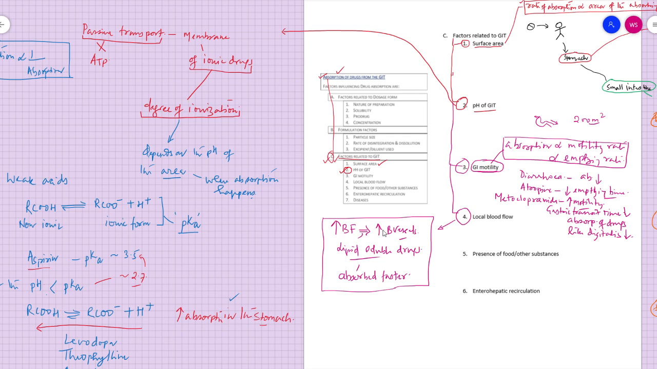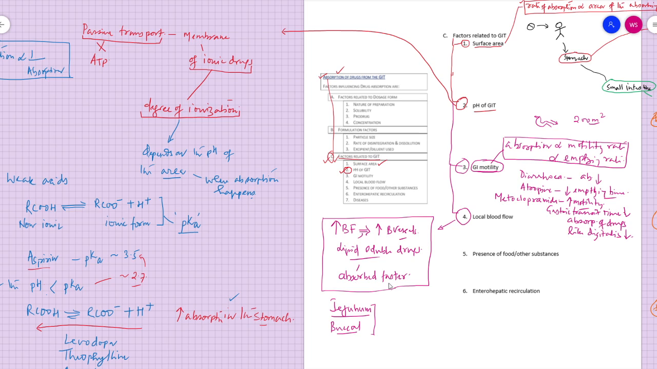So where do we have rich blood flow? We have it in the jejunum. Remember, we have got villi there. What about the buccal mucosa? Buccal mucosa and the sublingual area, all those places we have got numerous blood vessels.